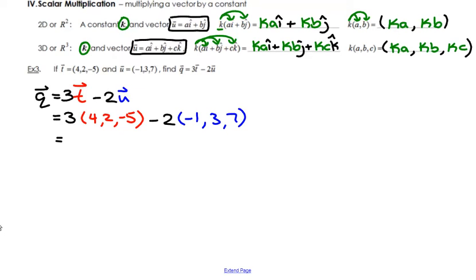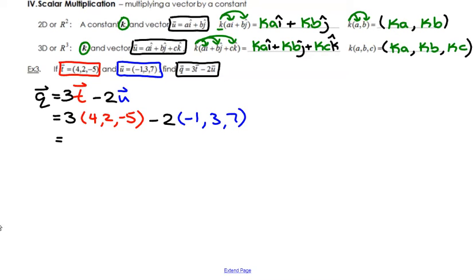Let's take a look at a type of question. I have vector t, this is example number 3 now, and I have u. Those are two 3-dimensional vectors, and I want to find q, but q is made up of 3 t's minus 2 u's. So I'm going to take 3 times the t vector, which I have in red, minus 2 times the blue vector, which is your u.